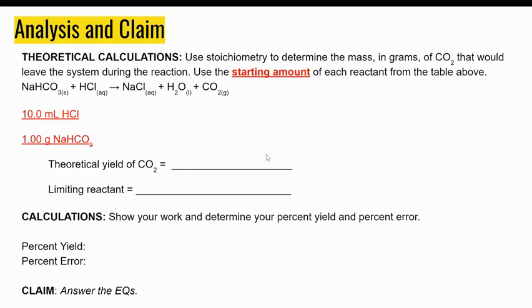Do the same thing with your initial amount of baking soda you reacted. And from your 2 stoichiometry calculations, make sure you identify your theoretical yield of carbon dioxide as well as your limiting reactant. Once you have those 2 things, you should be able to calculate your percent yield and percent error, and then write your claim. Please make sure that your claim answers all of the essential questions.